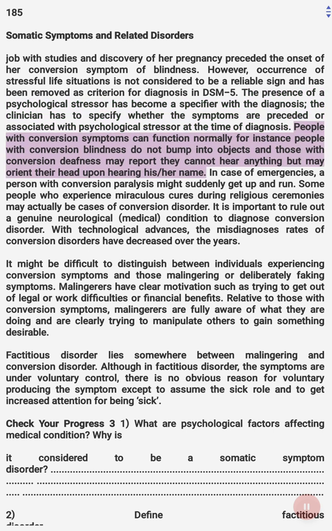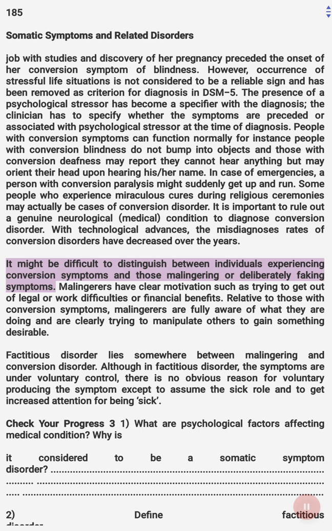People with conversion symptoms can function normally. For instance, people with conversion blindness do not bump into objects, and those with conversion deafness may report they cannot hear anything but may orient their head upon hearing their name. In case of emergencies, a person with conversion paralysis might suddenly get up and run. Some people who experience miraculous cures during religious ceremonies may actually be cases of conversion disorder. It is important to rule out a genuine neurological, medical condition to diagnose conversion disorder. With technological advances, the misdiagnosis rates of conversion disorders have decreased over the years.